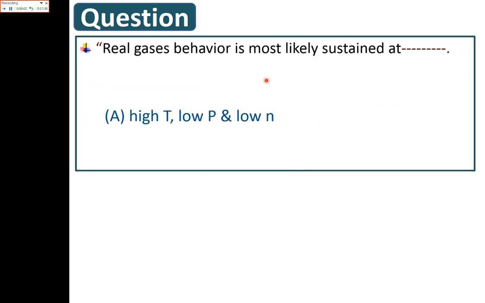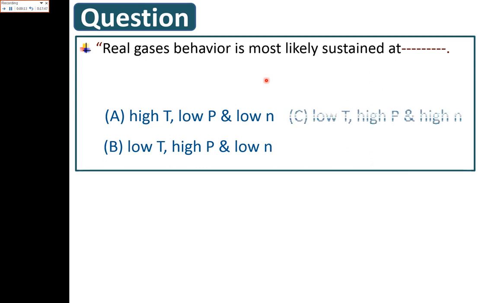Real gas behavior is most likely sustained at which one? High temperature, low pressure, and low number of moles. Low temperature, high pressure, and low number of moles. Low temperature, high pressure, and high number of moles. High temperature, low pressure, and high number of moles, high n.